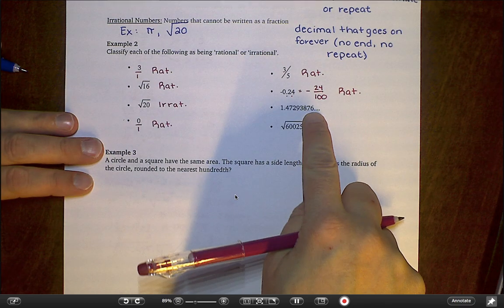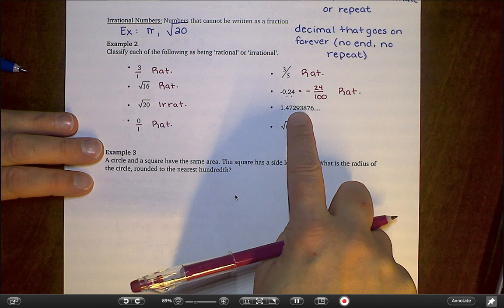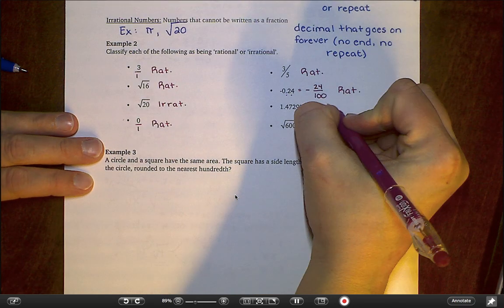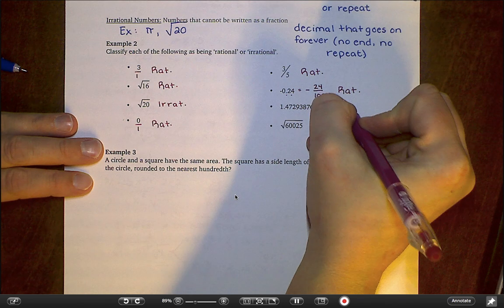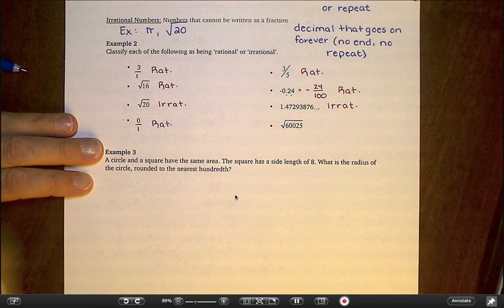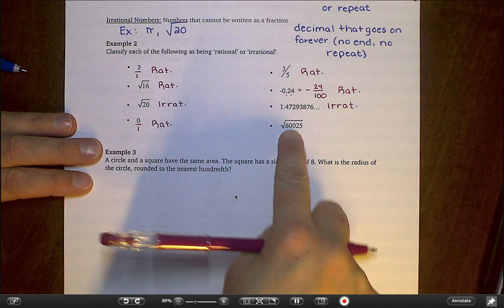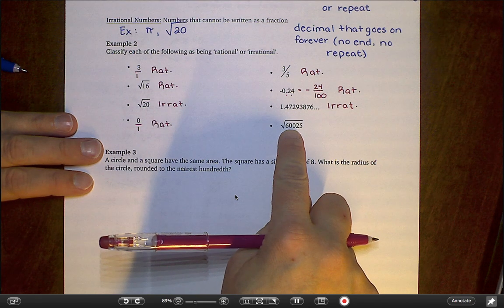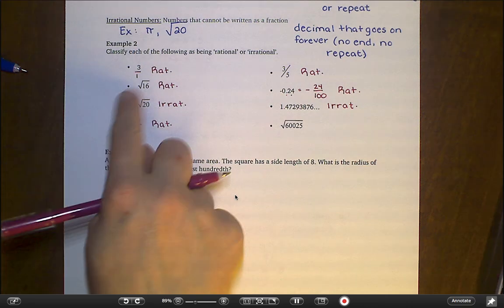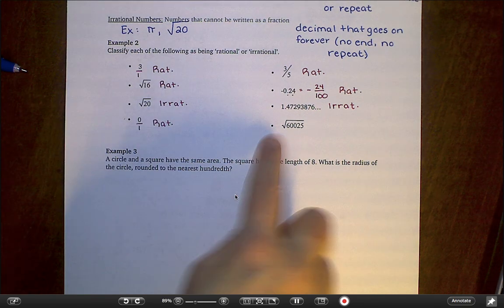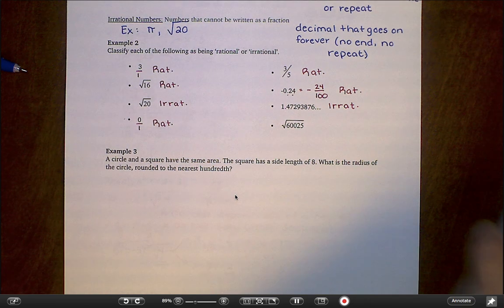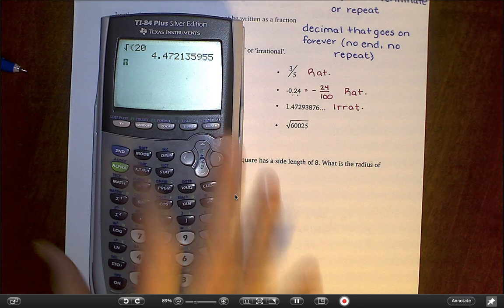This guy, though, those 3 little dots tell you that this decimal goes on and on forever. So this number would be irrational. And this number, there's really no way to tell from looking at a big number. I mean, hopefully the smaller perfect squares like 16 you know off the top of your head. I don't know whether this one is rational or irrational. I'm going to have to type this into my calculator.